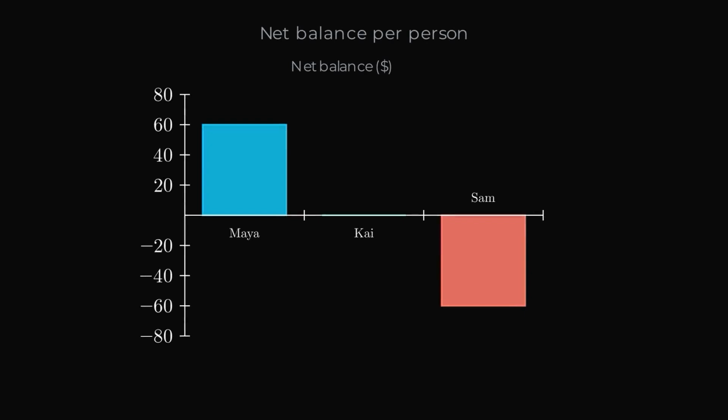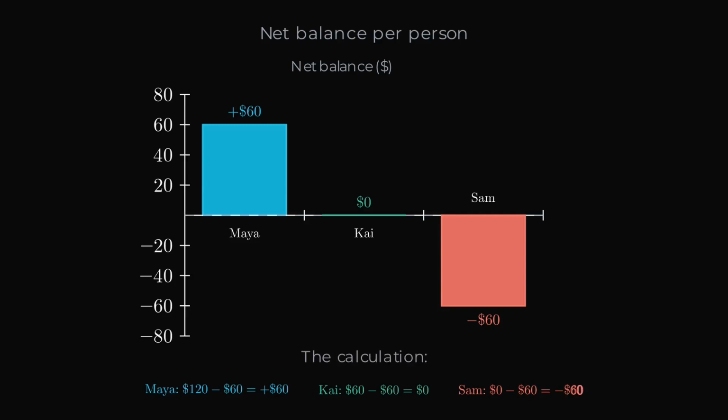Now we apply the same logic. Net balance equals what you actually paid minus what you owe. Maya paid 120, owes 60, net positive 60. She overpaid by $60, so the group owes her 60. Kai paid 60, owes 60, net 0. Perfectly balanced, no debt in either direction. Sam paid nothing, owes 60, net negative 60. He underpaid by $60. 3 lines: Maya plus 60, Kai 0, Sam minus 60.